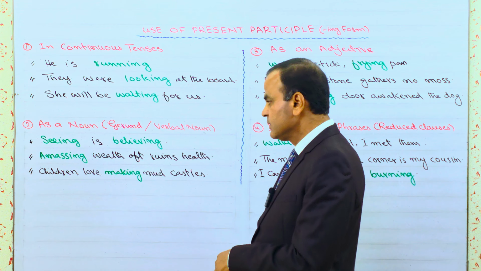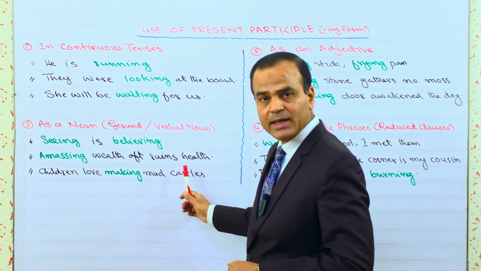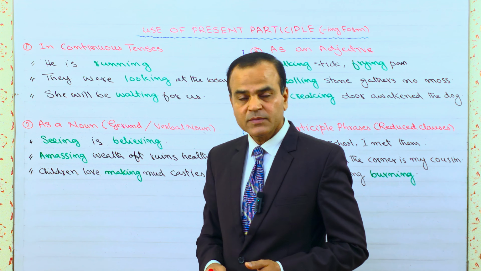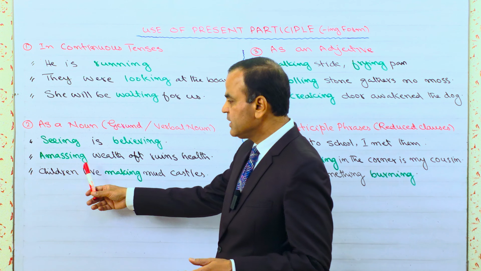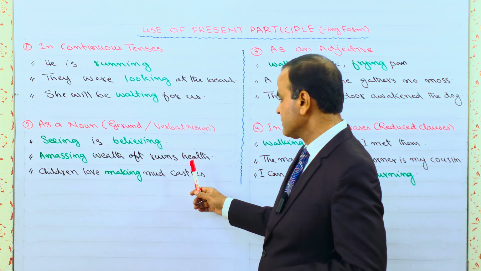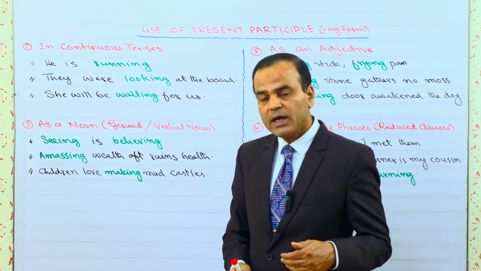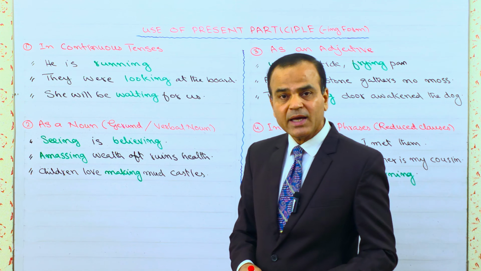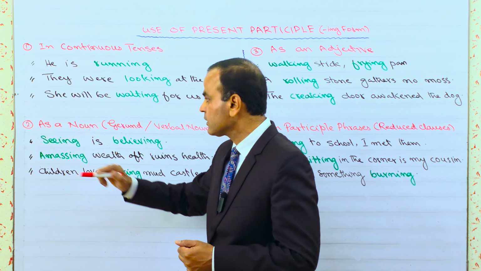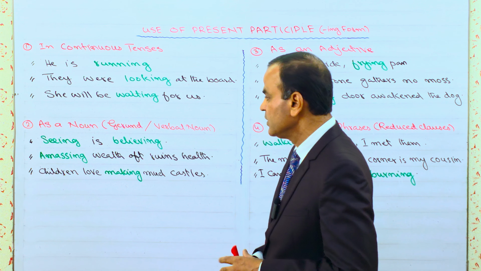Second example is amassing wealth oft ruins health. Amass means to collect, and the ing form is amassing. So amassing wealth oft ruins health. Here amassing is used as the name of the activity, meaning the act of collecting money. So amassing is used as a noun, and we also call it a gerund.